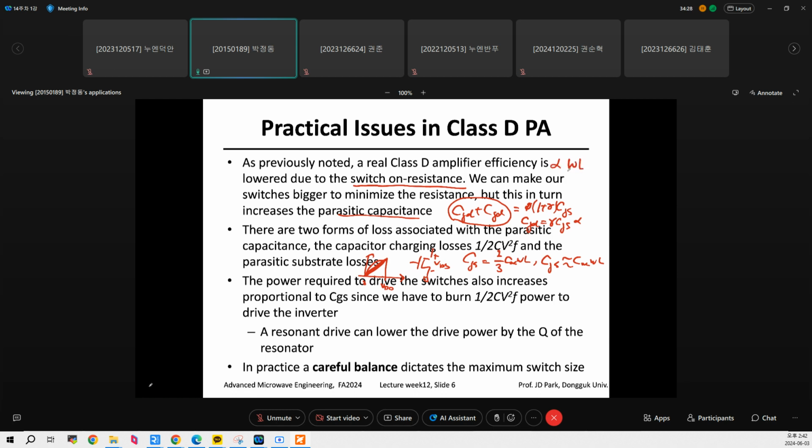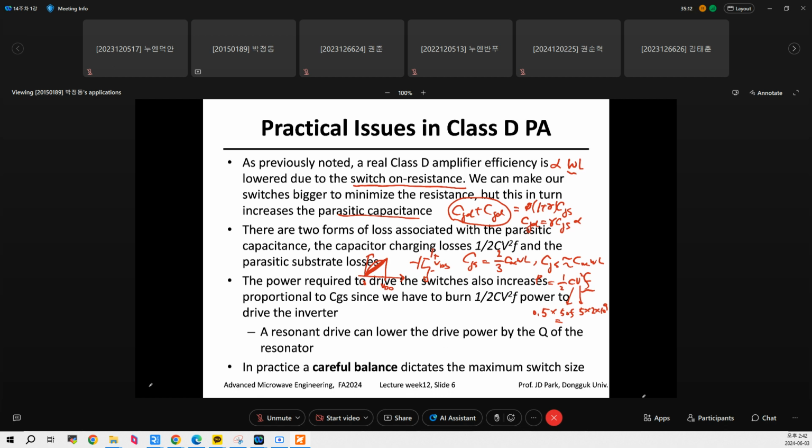So if you increase the size, then this CGS will be increased quite a lot, which means this charging discharging loss, 1/2 C V squared F, is power. This power is gigantic because this is quite large. For example, let's say this V is 5 volt and C is 50 femtofarad, and this is 0.5, and this is operating at 2 gigahertz.